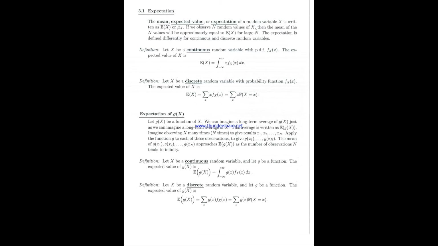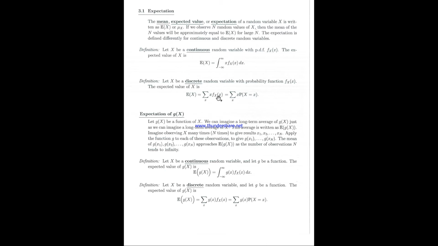So when you have a continuous random variable, and you are asked to calculate its expected value, and you know the probability density function, what you have to do is take x times the probability density function and integrate that within the whole range of x.